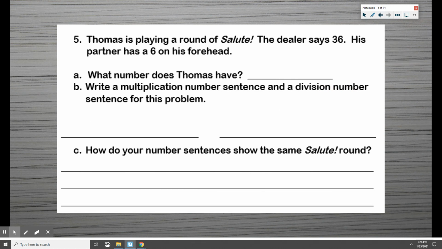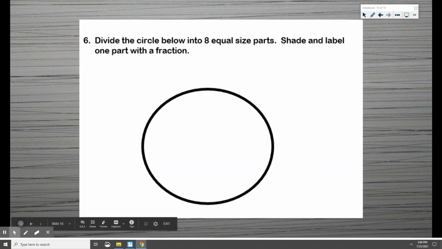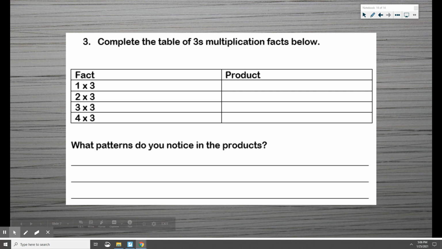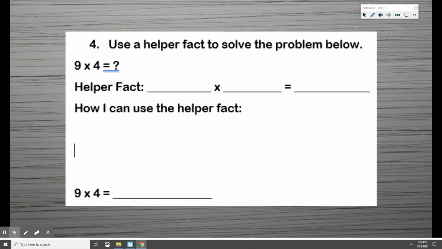All right, I'm going to have to go back a few slides. Okay, so number 4, use a helper fact to solve this problem below. You guys could pick any helper fact you want to. We learned yesterday the break it apart strategy. So we could break apart some numbers. We could do doubling. We could do a lot of different things. But we're looking for a helper fact.